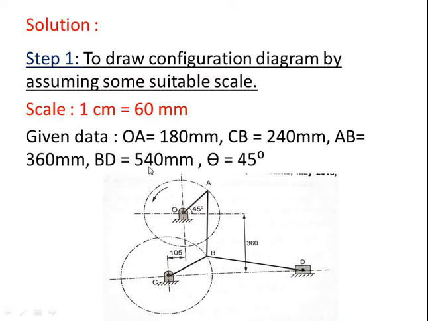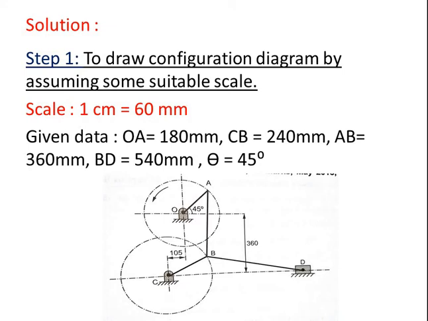So BD is given as 540 mm. Convert it into scale, and with that distance of BD, make an arc cutting this horizontal line from B. In that case, we will get point D. So that is a slider. Like this, complete the configuration diagram.